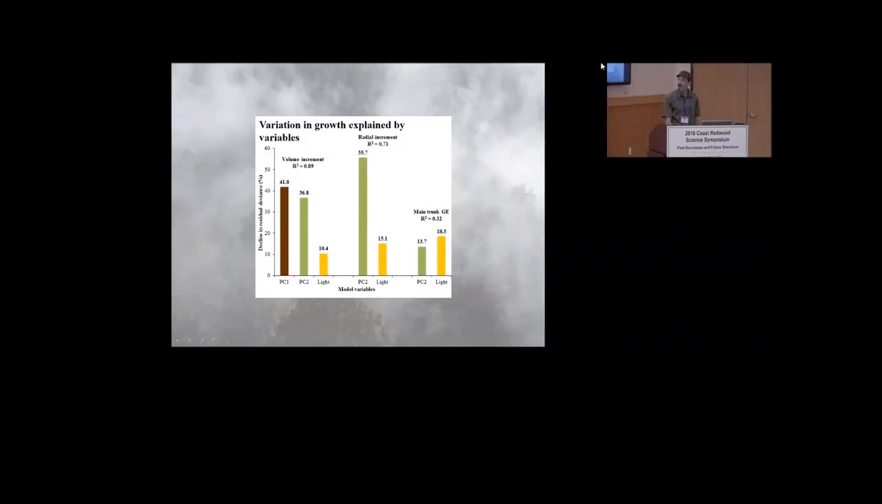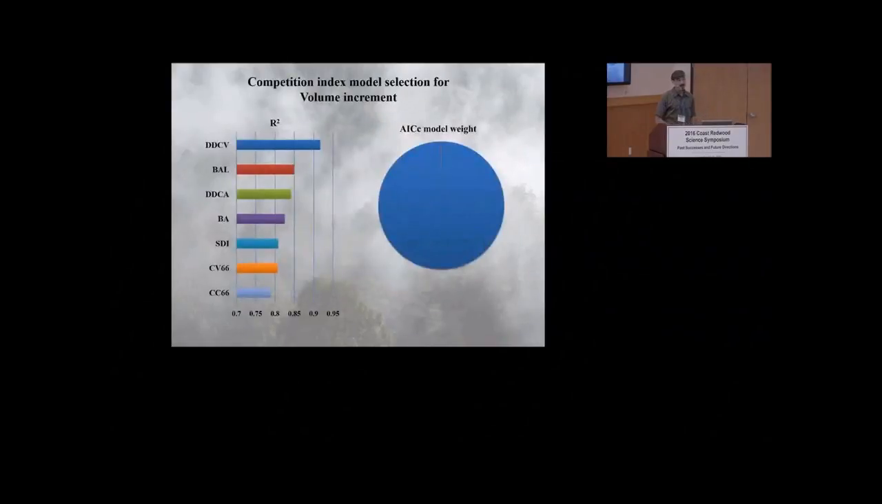And our volume increment model had R squared of 0.89, which is pretty good. So we also did a model selection process for the competition indices. For the volume increment model, the distance dependent crown volume just blew all the other models out of the water. It was by far the best. And note that the competition index used in forestry, CC66, was ranked the least likely.